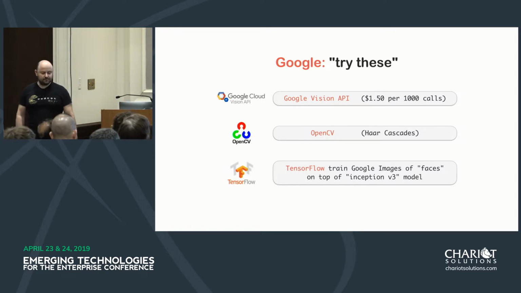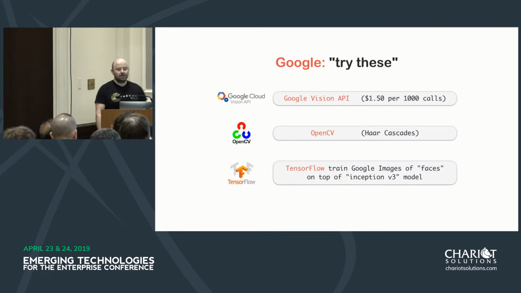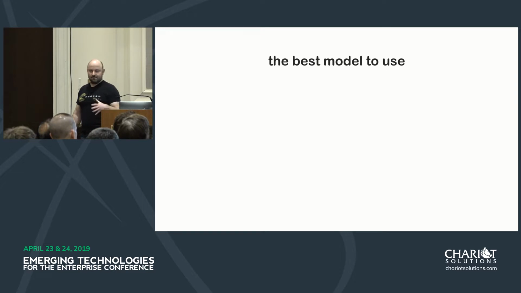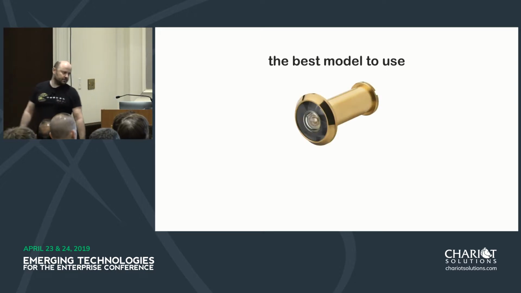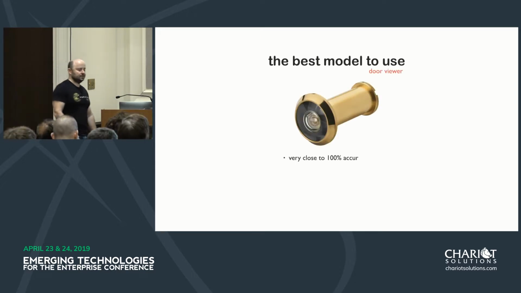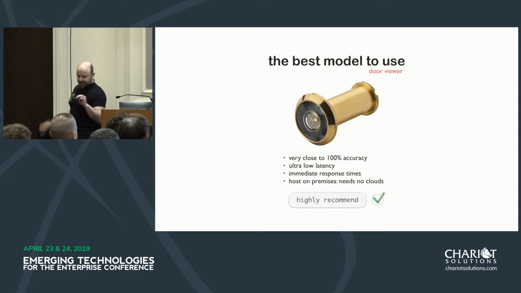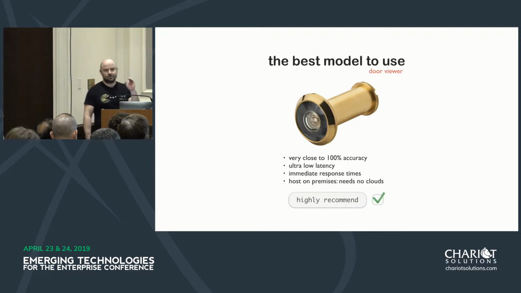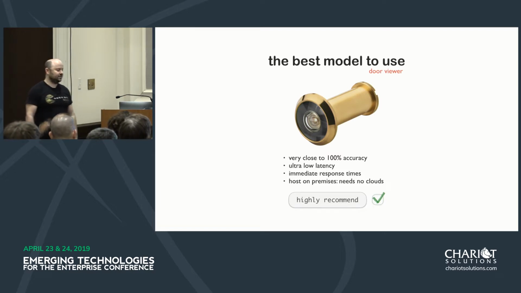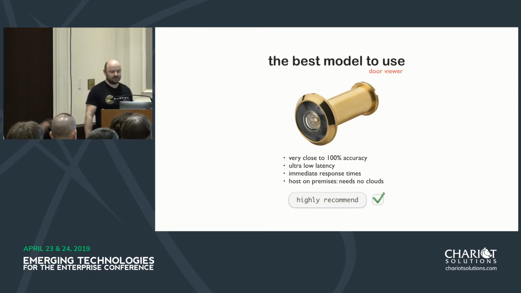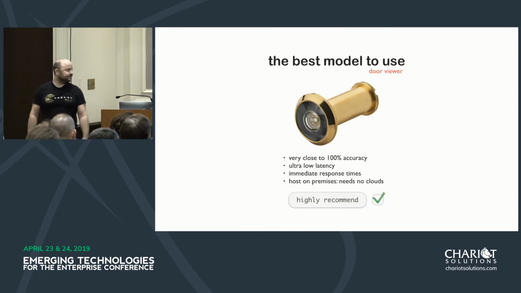I went through all the beginner tutorials, and I tried them as hard as I could. And after trying all of them, I figured that the best model to use is this. It's called the Door Viewer. It's actually pretty cool. It has very great properties. It's very, very low latency, very high accuracy. You can install it right in your door, right? So you can just look into it and detect humans like you'd never believe, because you're very good at detecting humans. So I highly recommend this. If you ever have this problem, this is probably a very good solution, very stable.